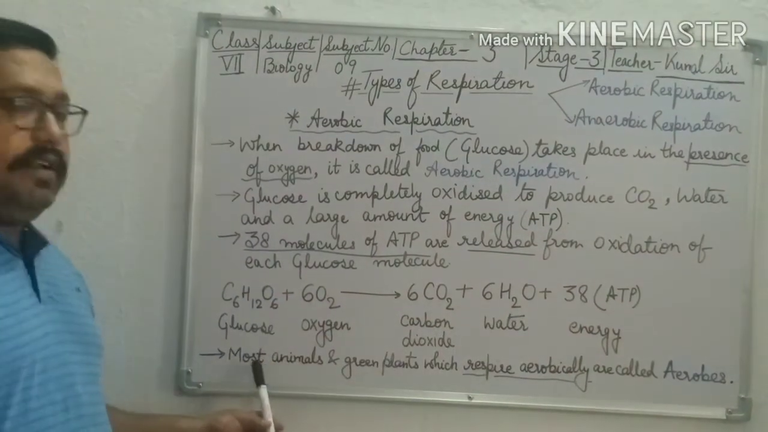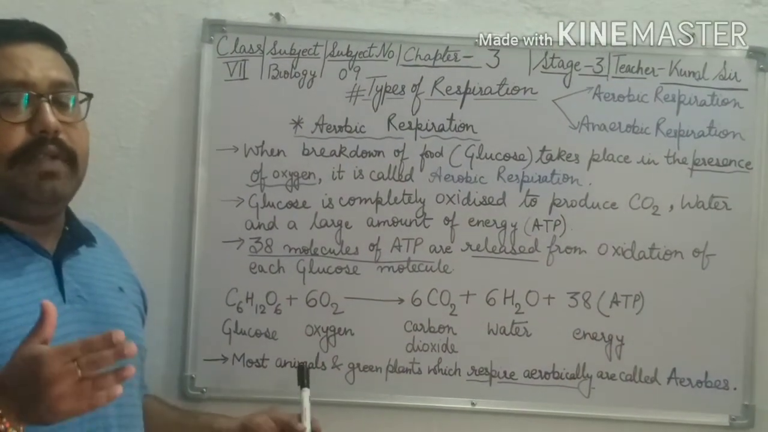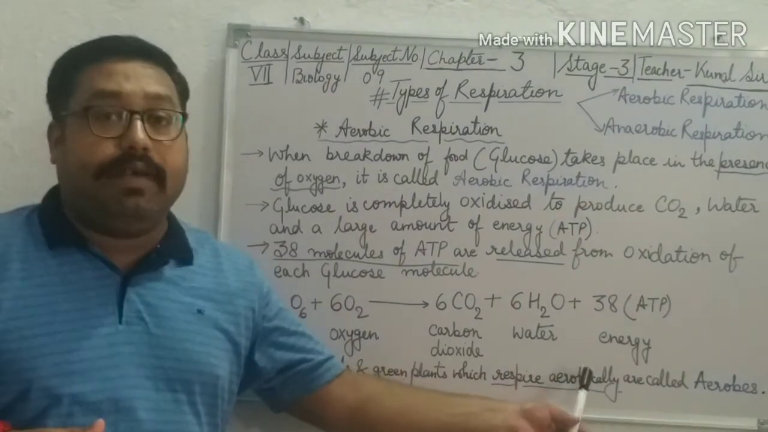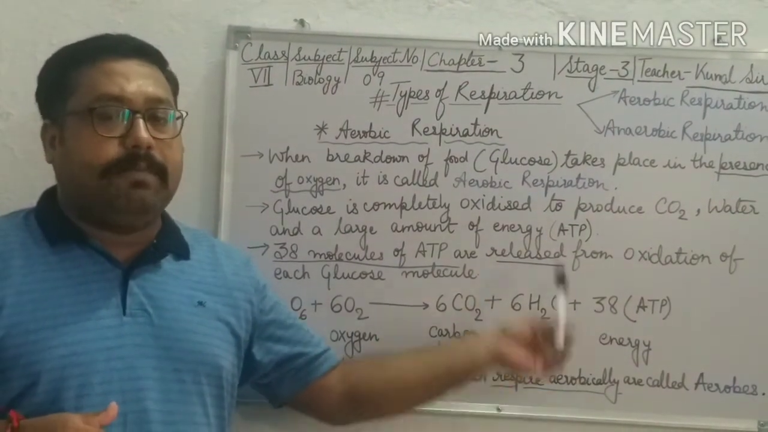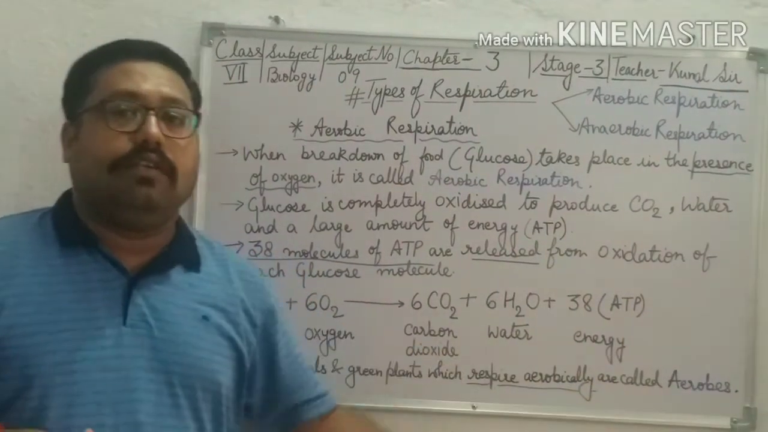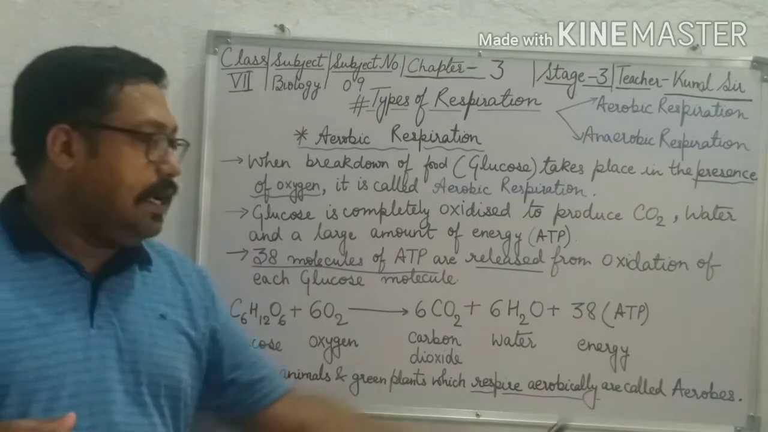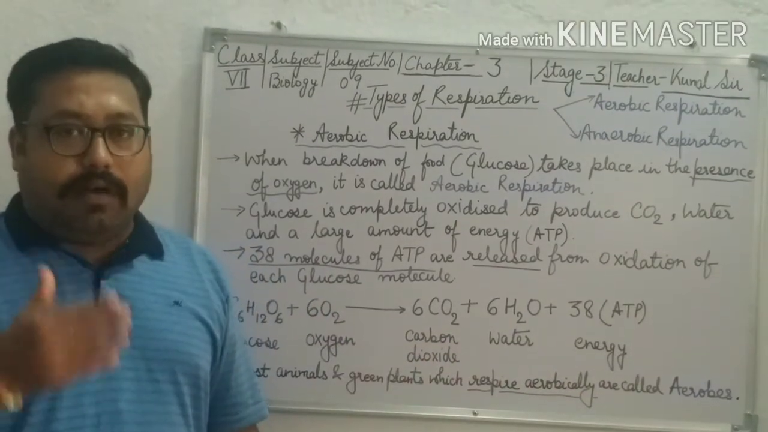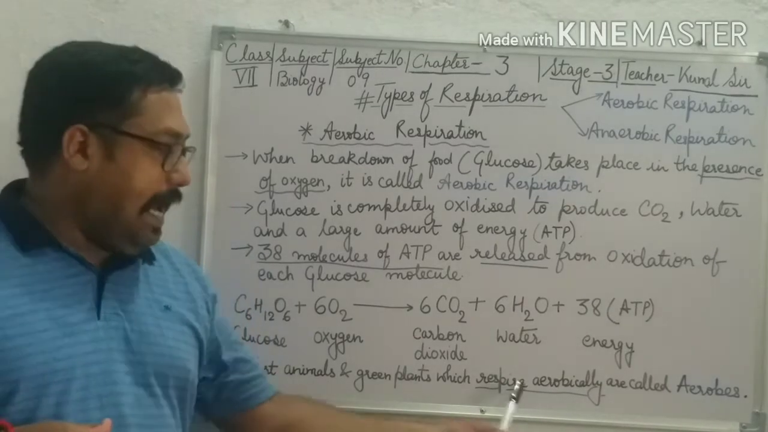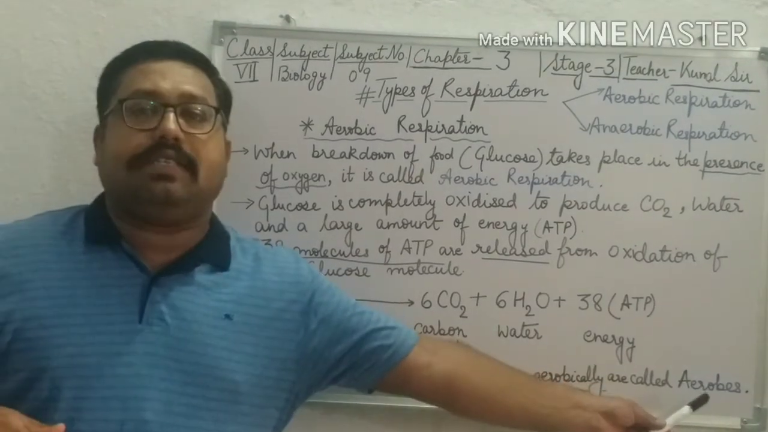Most of the animals and plants, including human beings, respire aerobically. Aerobically means in the presence of oxygen. What are they called? They are known as aerobes.